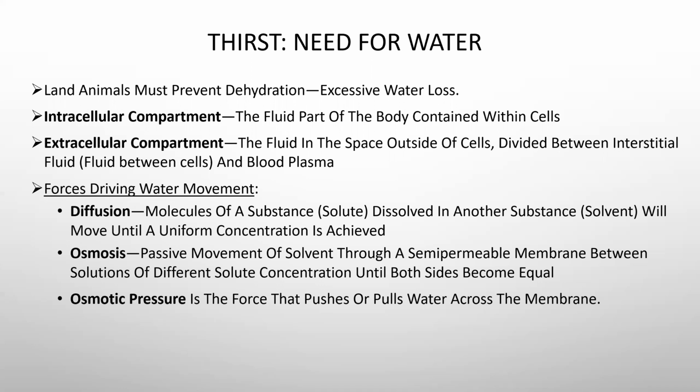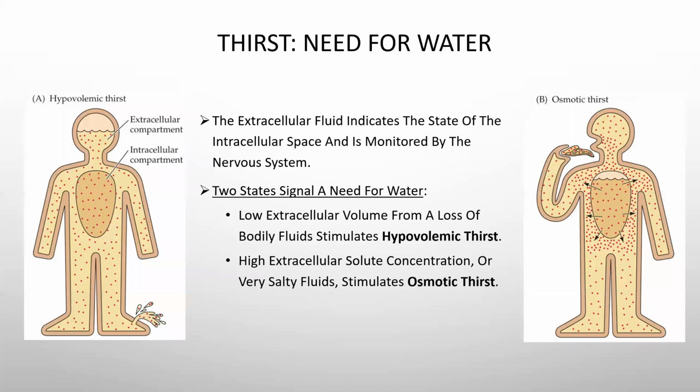We also have to understand some forces that drive water movement. For instance, diffusion. So molecules of a substance dissolved in another substance will move until a uniform concentration is achieved. Osmosis is the passive movement of solvent through a semi-permeable membrane between solutions of different solute concentration until both sides become equal. And then osmotic pressure is the force that pushes or pulls water across the membrane. Okay, so let's see how this works, giving you some examples and some diagrams.